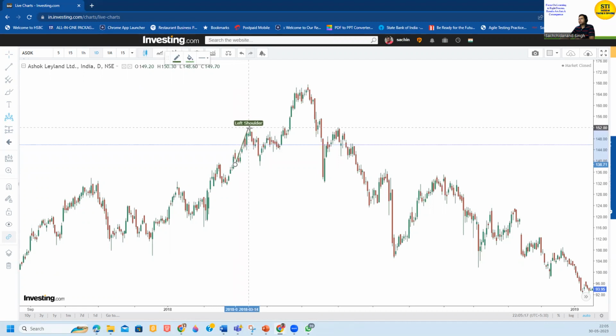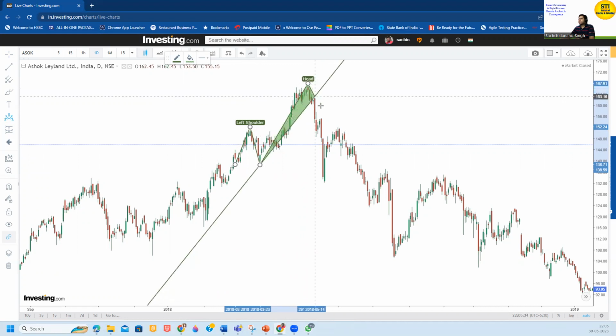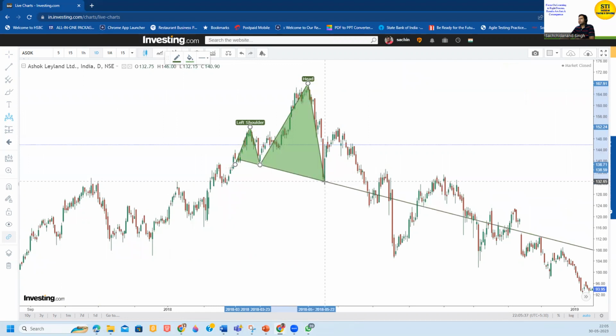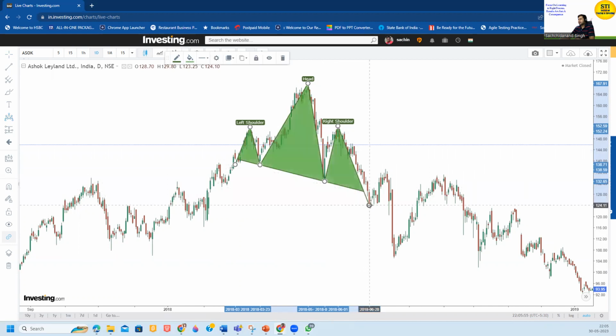The second click should be on top of your left shoulder. The third click again at the bottom of the shoulder line. And the fourth click should be at the head, the top of the trend line. 1, 2, 3, 4. The fifth one should be again the bottom of your left shoulder, and then the top of the right shoulder, and finally the bottom of your right shoulder. So this is how you draw the head and shoulder.